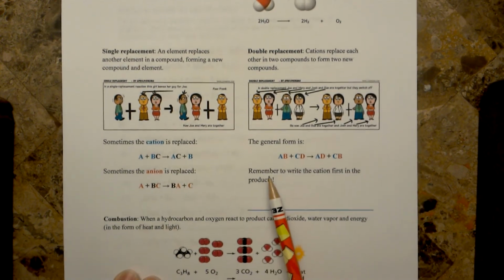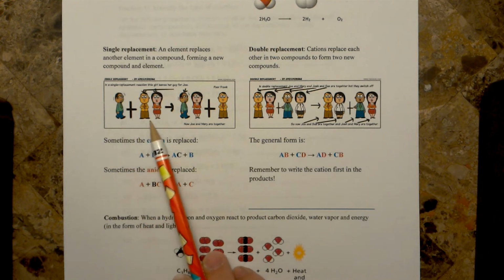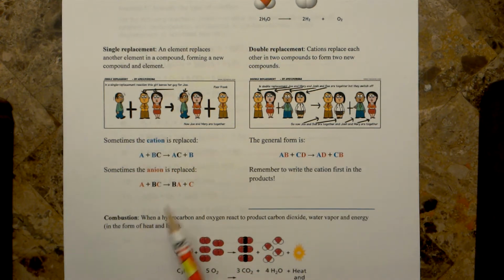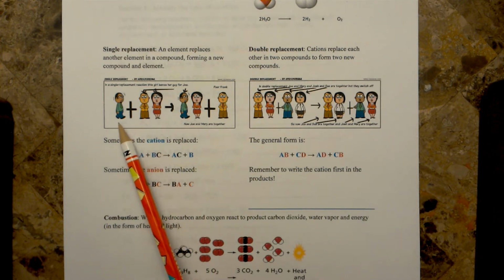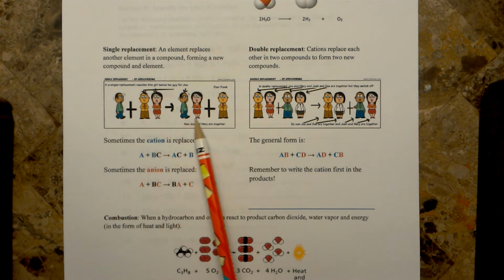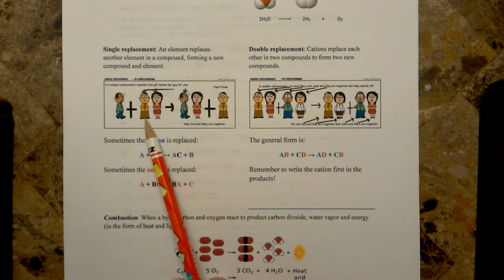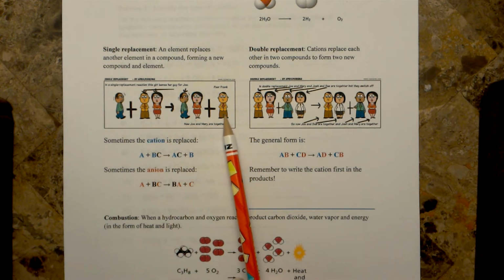In a single replacement reaction, you're going to have a single anion or cation in its stable elemental form, and it will take the place of either the cation or the anion in a compound. And so if you look at this, this would be representing like a metal. A metal would replace the other metal in the compound. So now in the end, you're going to have the metal in the compound, and the metal that was in the compound will now not be in the compound.